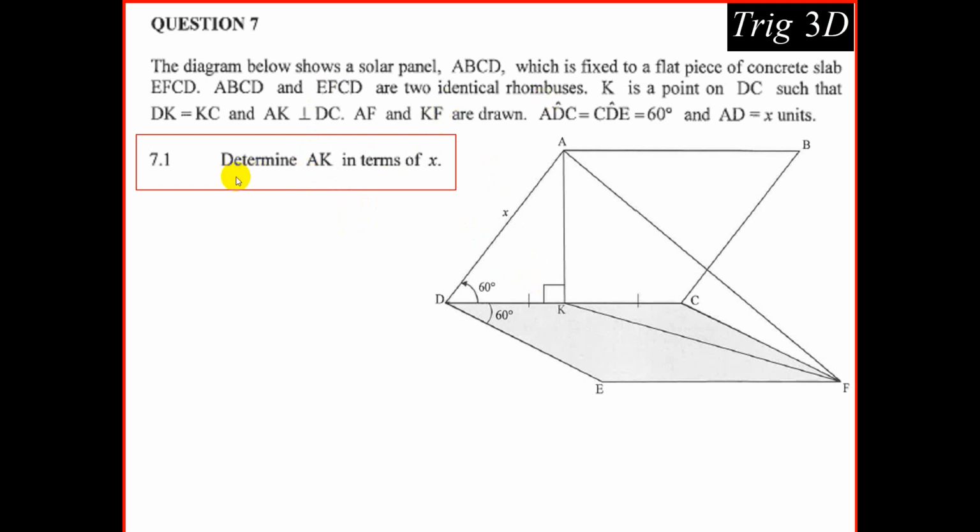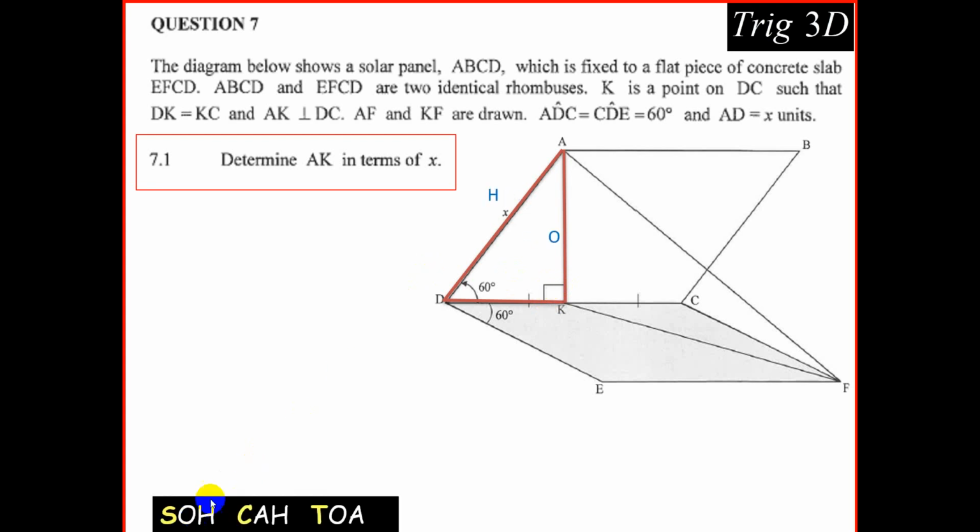I'm going to start at 7.1, which says determine AK in terms of X. Now to find AK, we're going to look at triangle ADK. You'll notice it's a right angle triangle, and we have two options. We can either use SOHCAHTOA. So if we're using SOHCAHTOA, from 60 degrees being our point of reference, that will be the opposite side, and AD would be our hypotenuse.